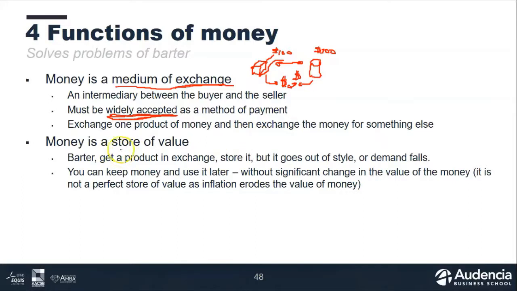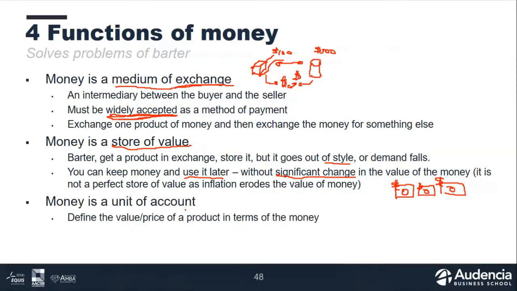Money is a store of value, so I can put the money aside and it's still worth something in the future. If I barter, I can get a product in exchange, I can store it, but if it goes out of style or decreases in value or demand falls for that product, I've lost value. So money is something you can keep and use later without significant change in the value, because we know what? We know that if we have a bunch of money sitting around in my house or in books, because I'm afraid people find my money, whatever, well, with inflation, the value of all of this is going to drop over time. My money buys less. So yes, it erodes the value of money, but there still is a store of value somehow.